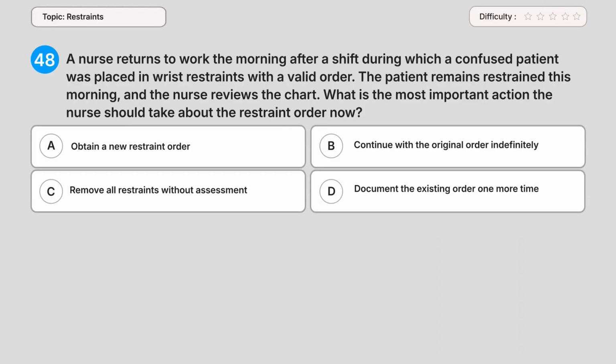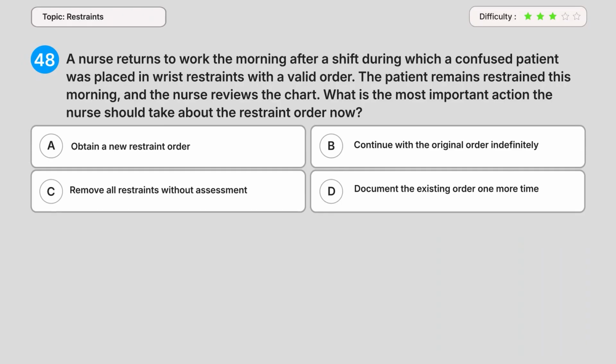Question 48. A nurse returns to work the morning after a shift, during which a confused patient was placed in wrist restraints with a valid order. The patient remains restrained this morning, and the nurse reviews the chart. What is the most important action the nurse should take about the restraint order now?